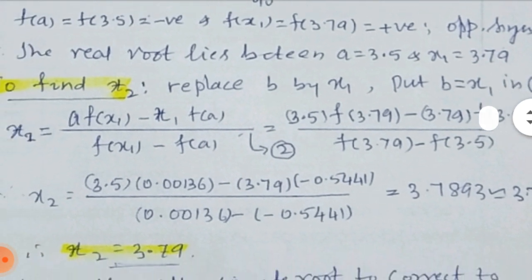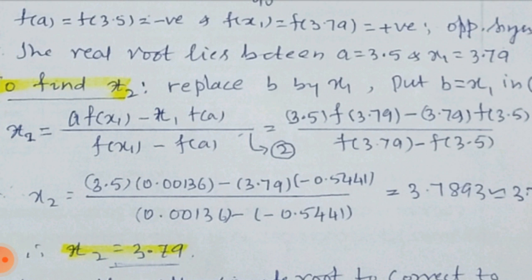Okay, therefore we substitute the values. So x2 is equal to 3.5 into 0.00136 minus 3.79 of minus 0.5441 divided by 0.00136 minus of minus plus 0.5441. x2 is equal to 3.7893, which is the real root of the equation.